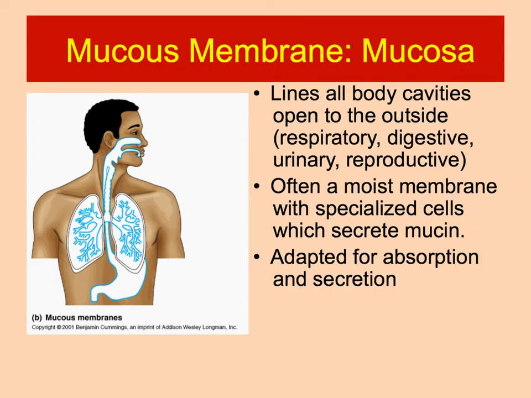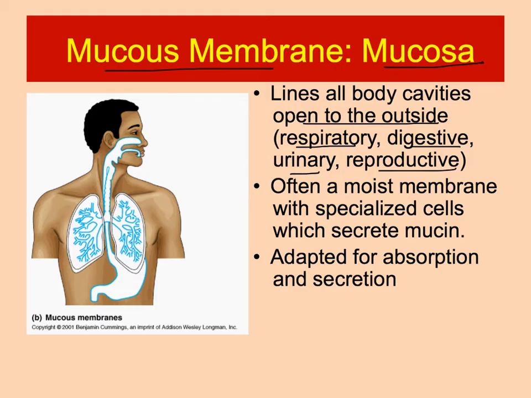The next epithelial membrane is the mucous membrane, or the mucosa. This membrane lines all body cavities that are open to the outside. So if you as a doctor can insert a scope or something in any body cavity, it will be lined with mucous membrane. This includes the respiratory area, the digestive system, the urinary system, the reproductive system. These are all lined with mucous membranes.